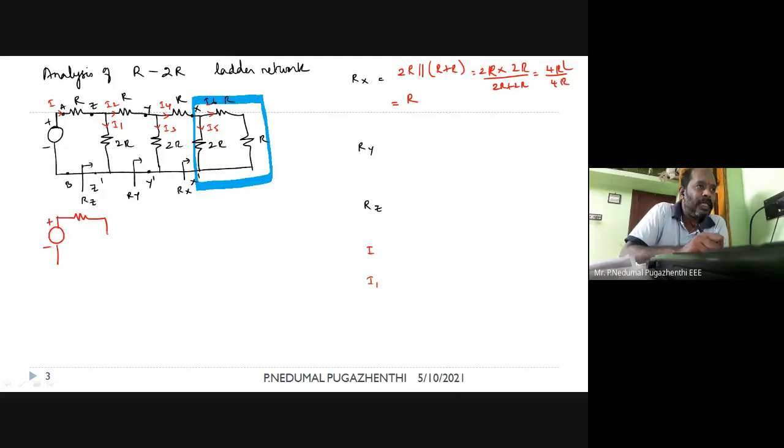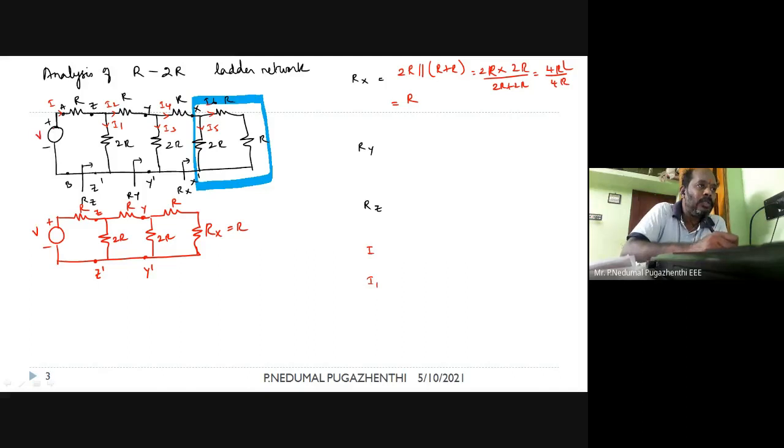So my diagram will be converted into a simple form. You have another R. So this is going to be Rx, which is equal to R. Am I right or not? So this is your Y dash. This is 2R and this is also R. This is R, this is R, and this is 2R. Okay, this is your Z dash.